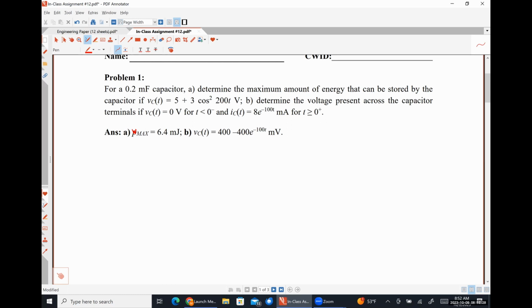So let's talk about that. Okay, so let's look at part A here. Our goal for part A is to determine the maximum energy stored. And we know that C is equal to 0.2 millifarads. Additionally, we know that our voltage drop across our capacitor is equal to 5 plus 3 cosine squared 200t volts.